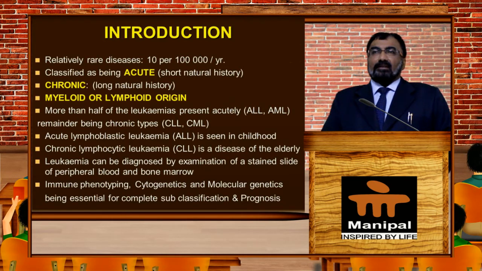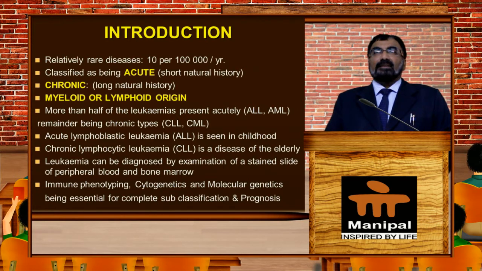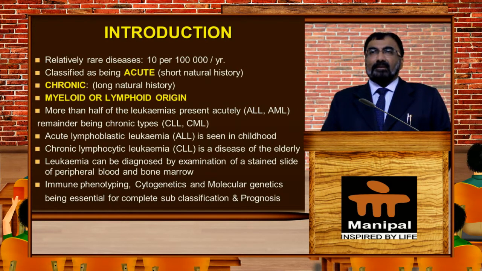Acute lymphocytic leukemia is more commonly seen in childhood. Chronic lymphocytic leukemia is a disease of the elderly. Leukemias can be diagnosed by examination of stained slides or bone marrow examination. Also, there are newer techniques like immunophenotyping, cytogenetics and molecular genetics, which can lead to essential classification and also the prognosis of the various types of leukemias.